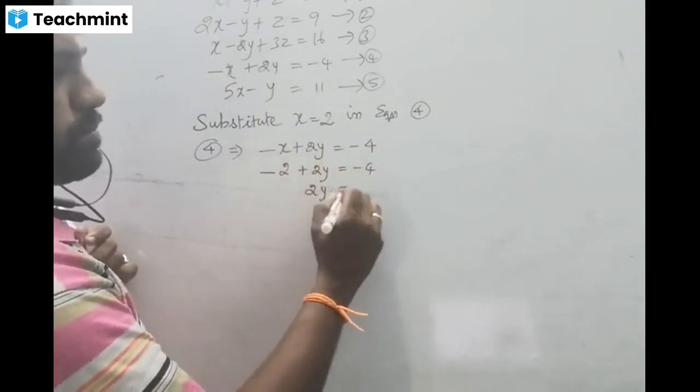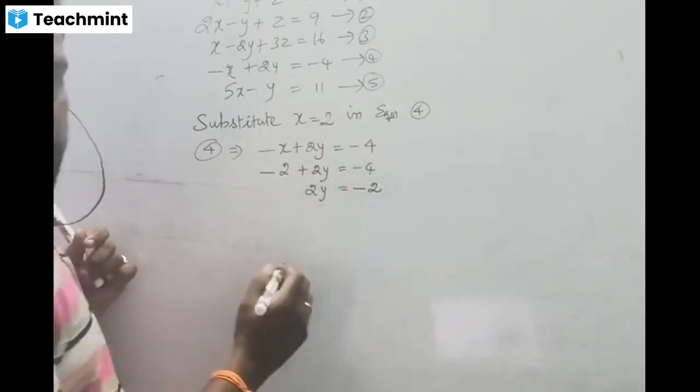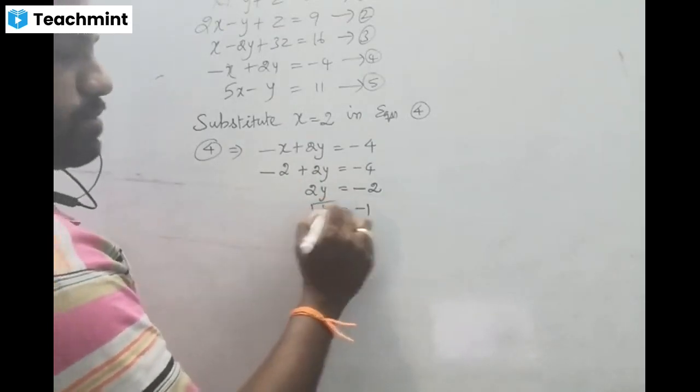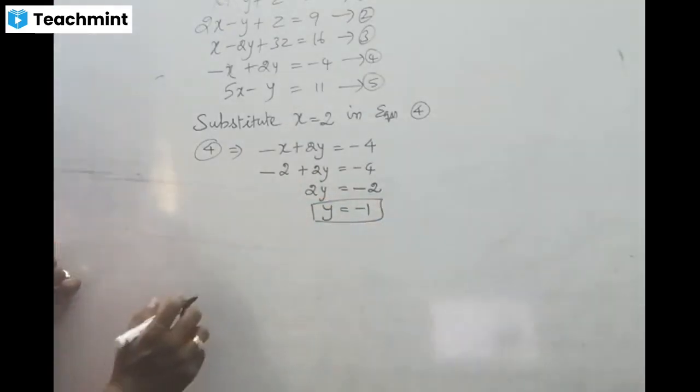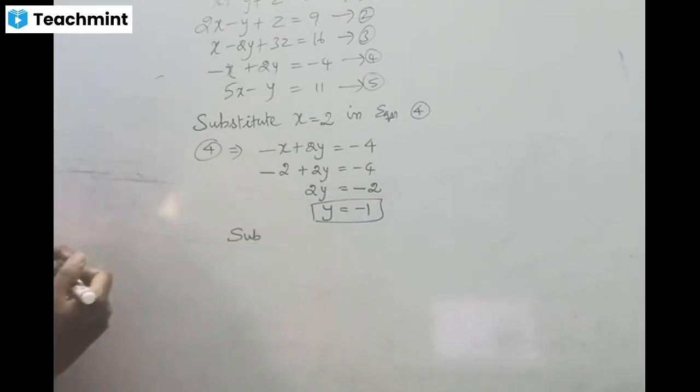So 2y equal to -4; the 2 goes to that side, it will be plus 2. So -4 plus 2, that is -2. So then y equal to what? -2 by 2 is nothing but -1. Then substitute. Okay, please make a copy and I'll do it again to find the value of z.